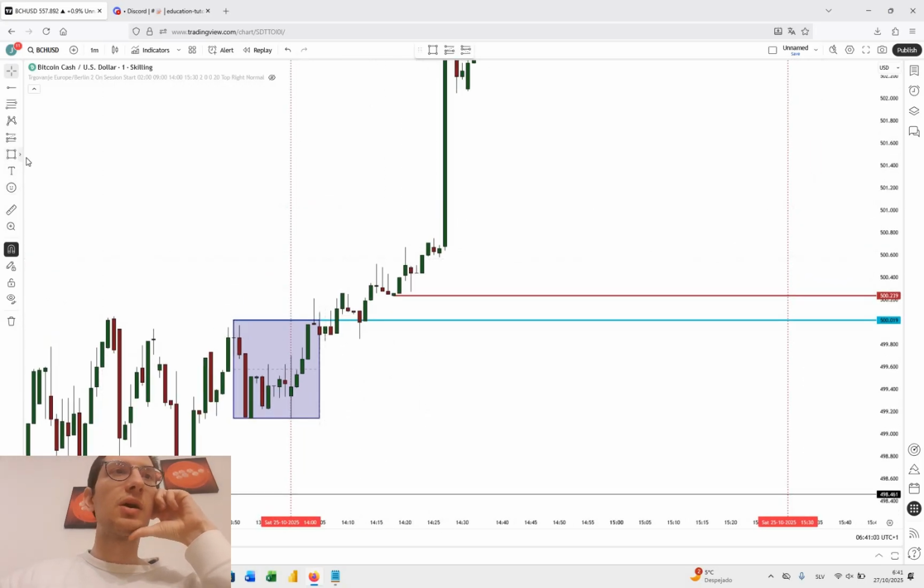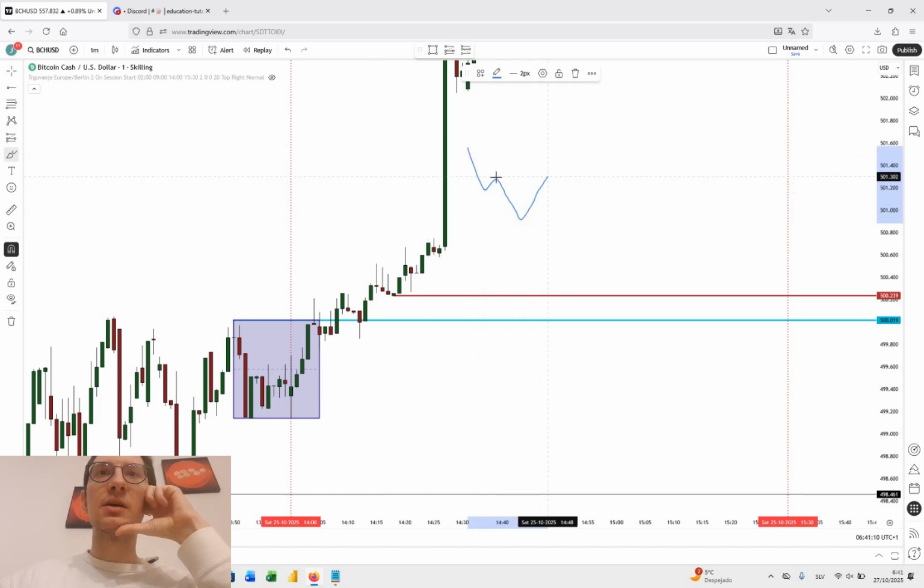But what we are hopefully waiting for is that when we break structure like this, price usually goes back into the order block, okay? And this movement down is actually a bearish trend on the 1-minute chart. Even though we are bullish on 5 minutes, we are bearish on 1 minute.